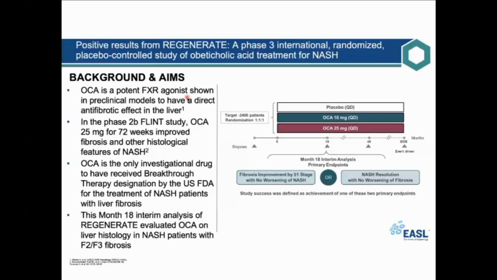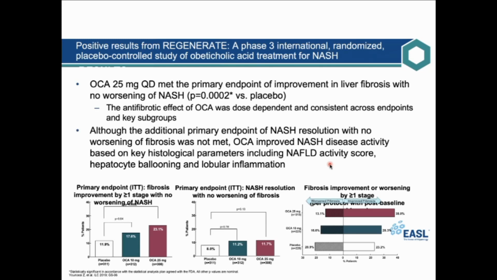And I use it at a much lower dose than what's in this current study. And the one thing about this study is that at its 18-month interim analysis, it did reach one of its primary endpoints, and it received breakthrough therapy designation by the US FDA. And what they did achieve was that it improved disease activity due to NASH based on the key histological parameters. So it'll be interesting to see what comes out of these studies in the next 1 to 2 years.